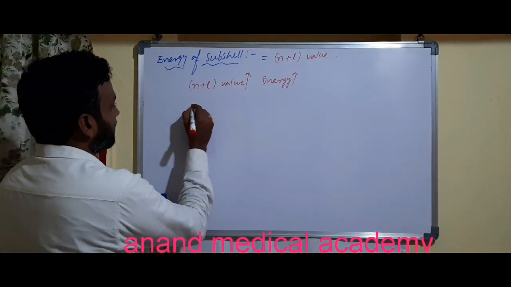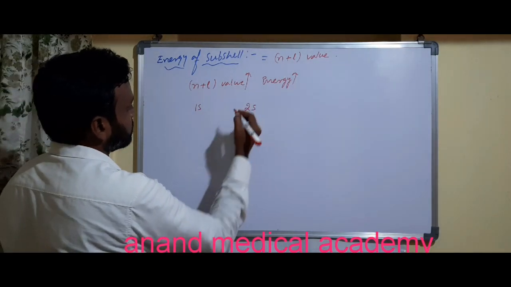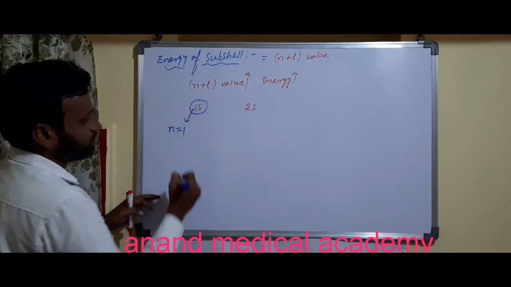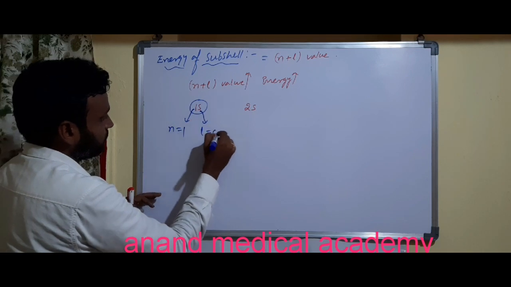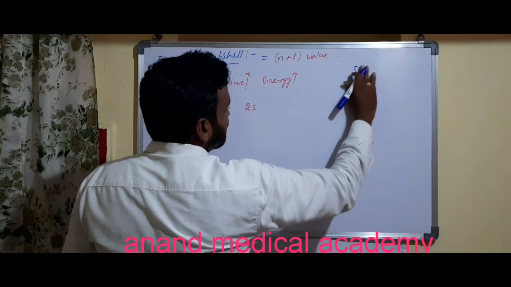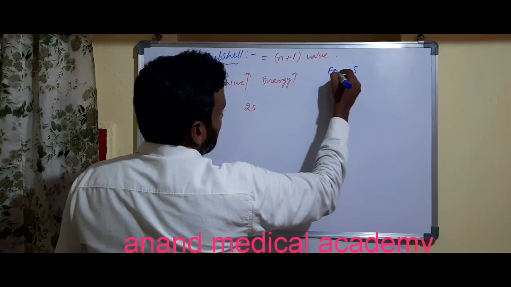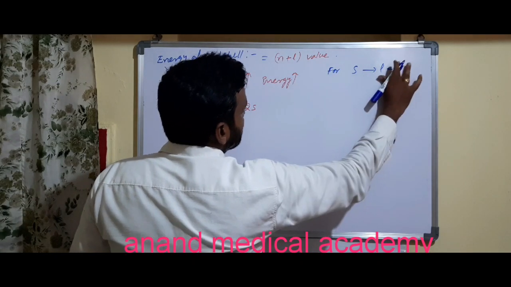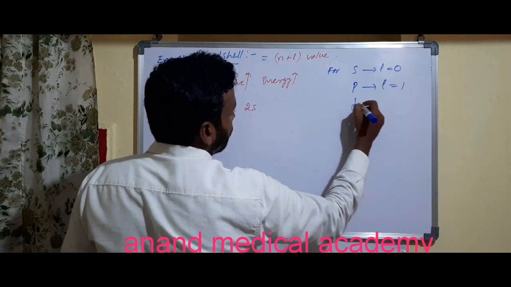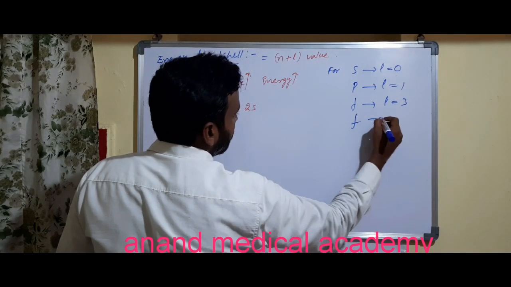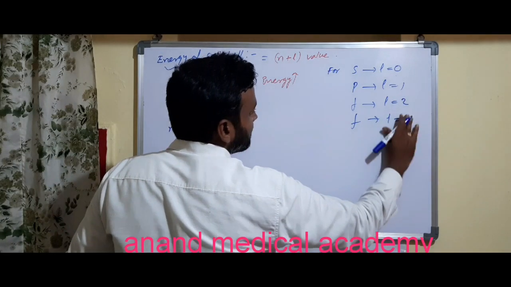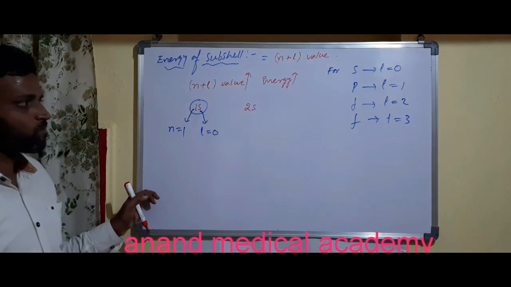That also was very clear. Suppose I am considering 1s and 2s. 1s has n value 1, and the l value is 0, because many times I told you l equals 0 is for the s subshell. For p, l equals 1. For d, l equals 2. For f, l equals 3, like this I told.